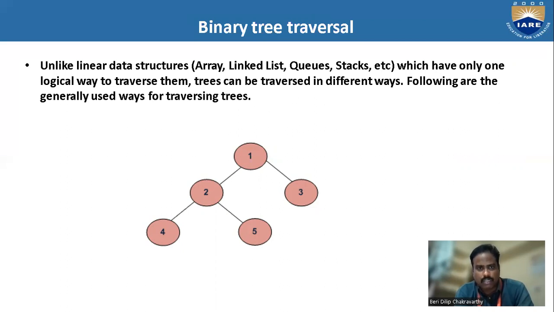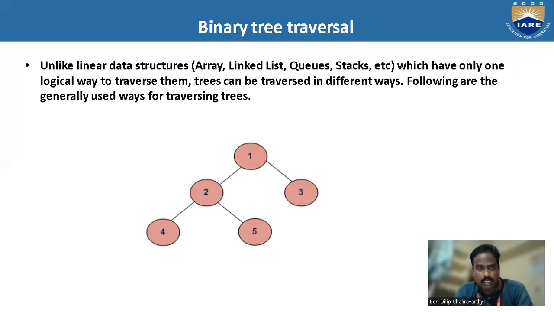So this is the confusion we generally get. Here we'll see how we are going to traverse a binary tree. Unlike linear data structures like arrays, linked lists, queues and stacks, which have only one logical way to traverse them, we'll be traversing from first to last.